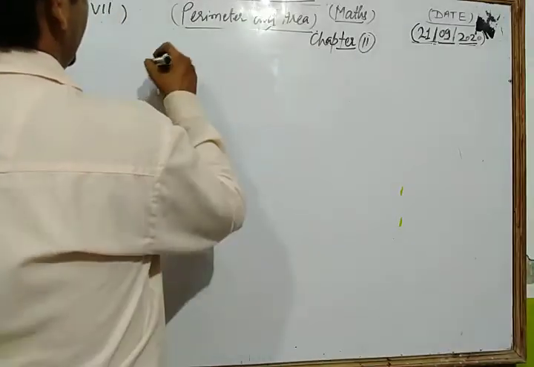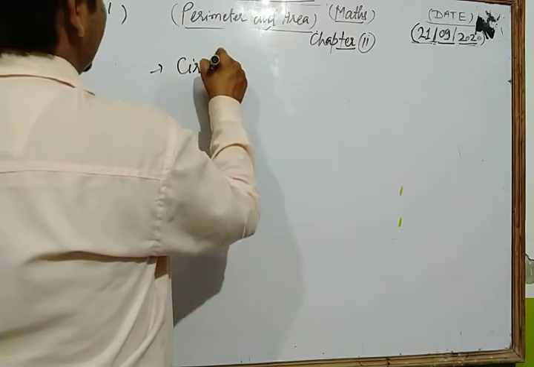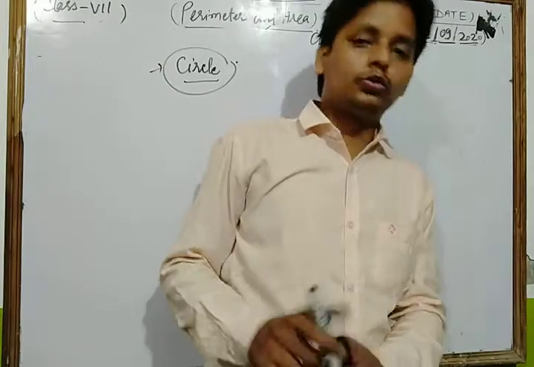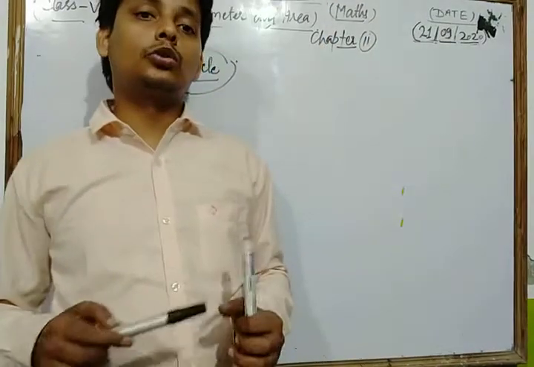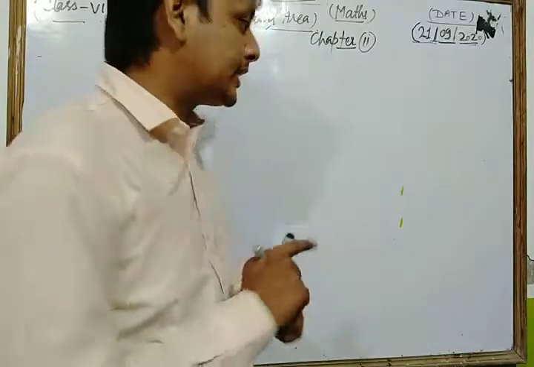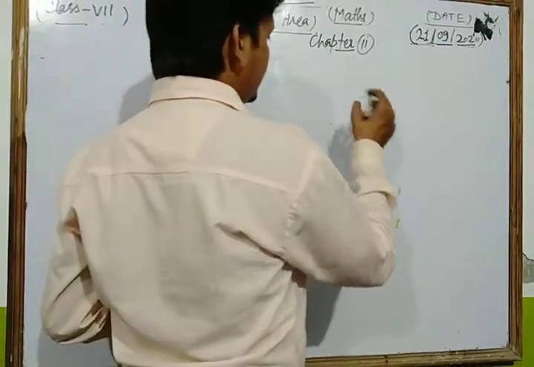Now we discuss the next topic of this exercise, which is circle. Dear students, what is the concept of circle? Dear students, a circle is a locus of a point which moves in a plane in such a way that its distance from a given fixed point always remains constant.